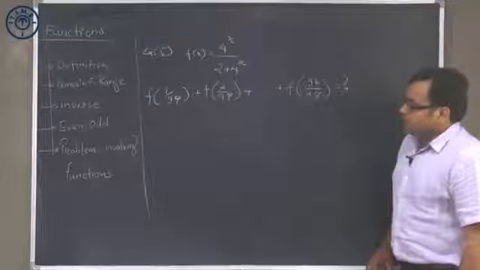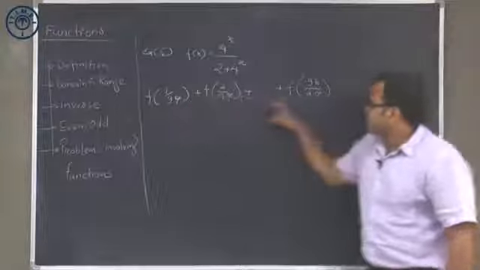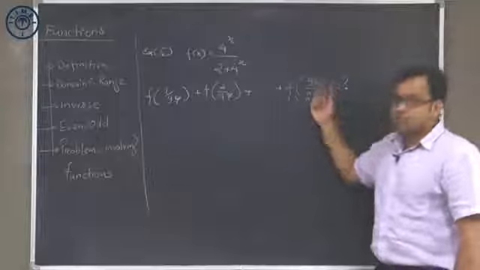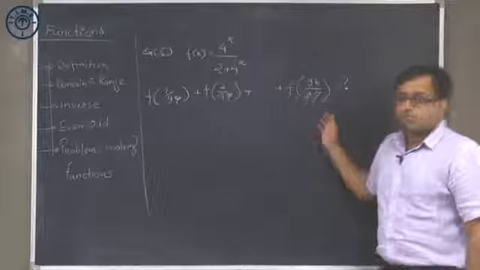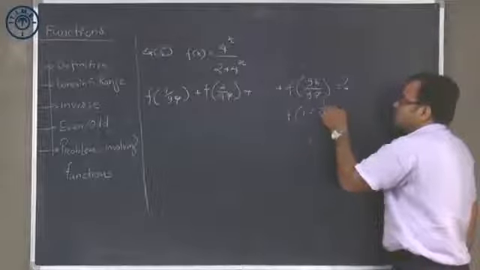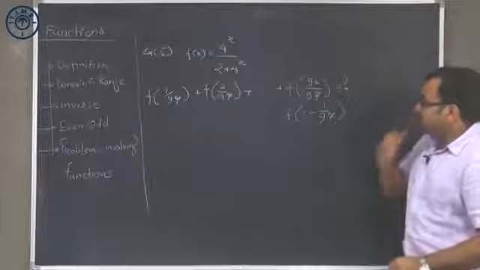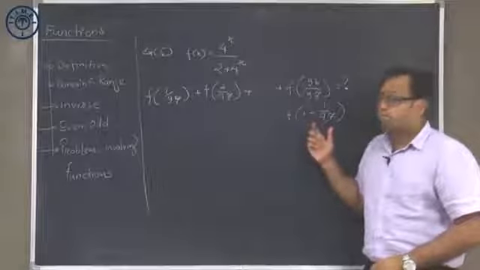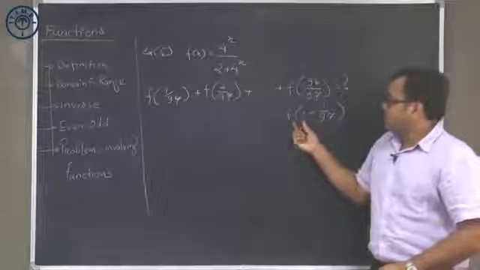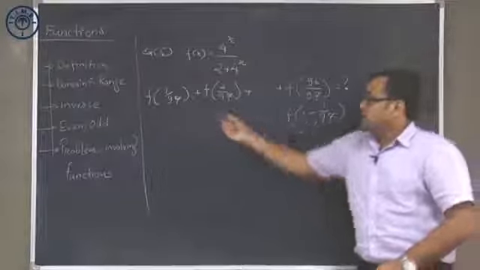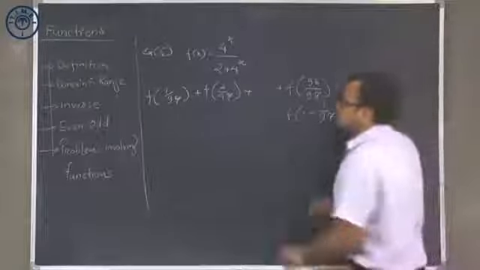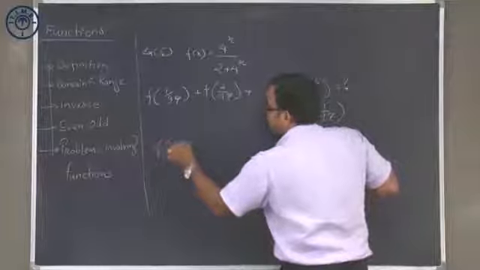What we can observe here is that if I look at this and this, 96 upon 97 is nothing but 1 minus 1 upon 97. Because this is f of 1 minus 1 upon 97, it makes us wonder, we probably need to find the value of f of 1 minus x. If we find the value of f of 1 minus x, then this and these terms, we may be able to combine them. So let us see what is the value of f of 1 minus x.